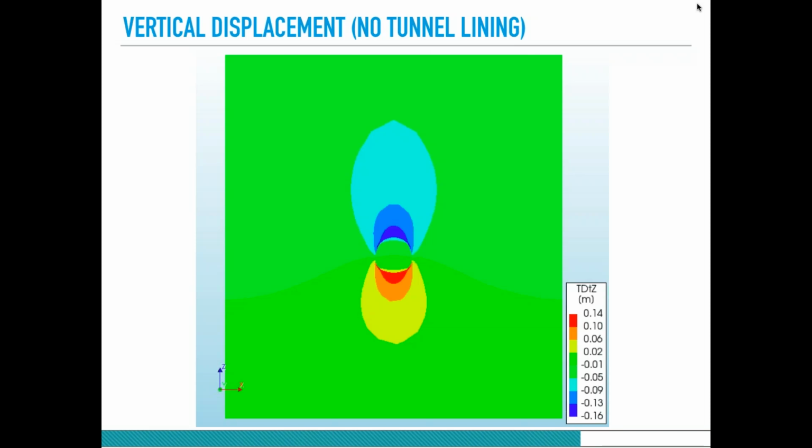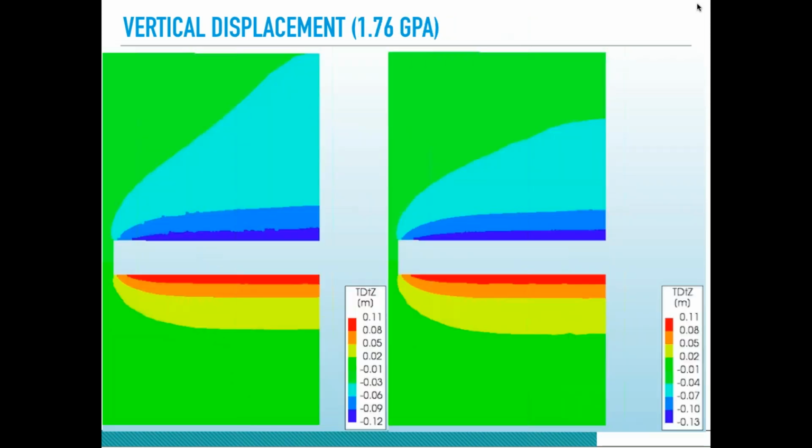For the vertical displacement, first I considered a model with no tunnel lining. I wanted to see, if I have no tunnel lining, how much this intact rock settles. And it's about 16 centimeters. Now, on the right hand, we have the case with yielding elements, which is 13 centimeters. And on the left hand, in the case of not using any yielding elements, we have 12 centimeters. So 1 centimeter more in case of using yielding. That's good.